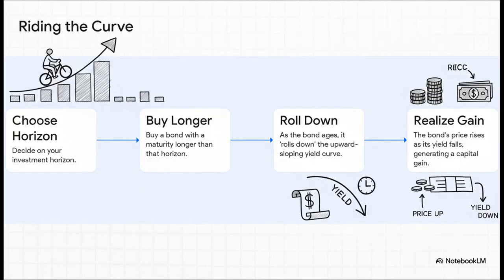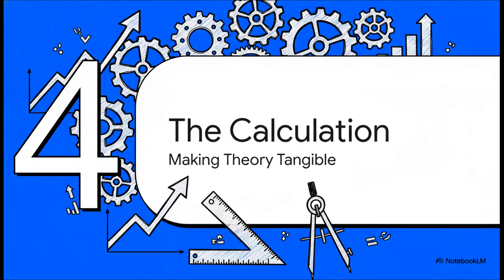So here's a classic strategy that comes from this. It's called riding the yield curve. Let's say the curve is sloping up. You buy a 10-year bond, but you only plan to hold it for 2 years. As time passes, your 10-year bond becomes an 8-year bond. It rolls down that hill to a lower yield. And what do we know? Lower yield means a higher price. So you get a capital gain just from the passage of time. Pretty neat.